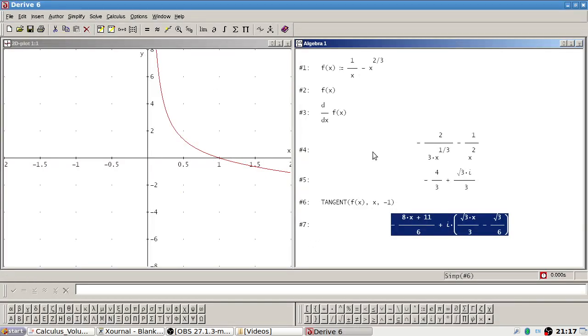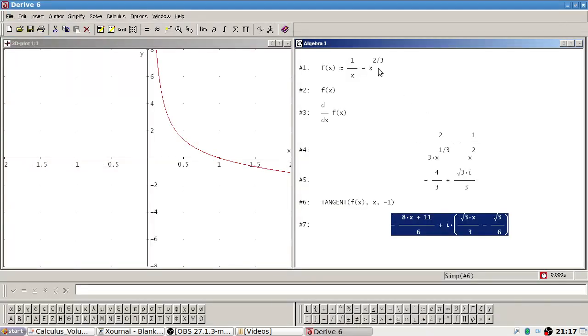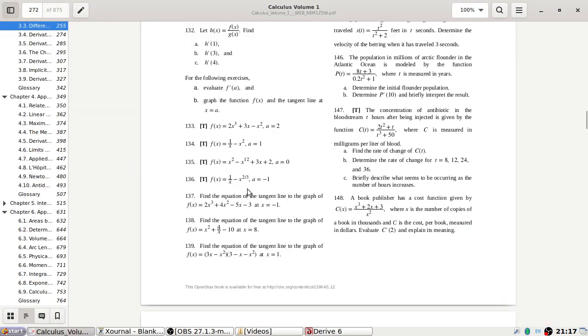Huh? What's going wrong here? No tangent at minus 1. 1 over x minus x to the power 2/3. Oh, it's imaginary at minus 1 because the graph doesn't go into the minus. So that's kind of weird that they would give that question. But they have done that before where they've given a question where it doesn't have an answer.